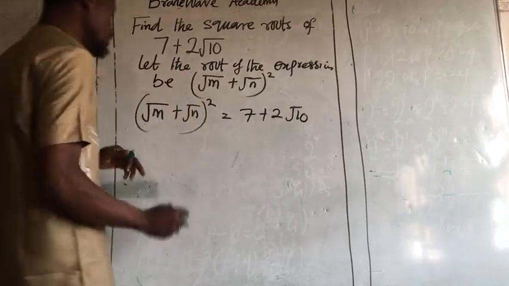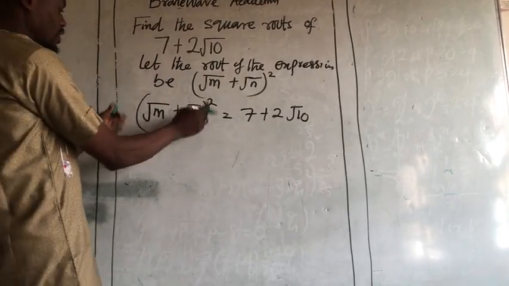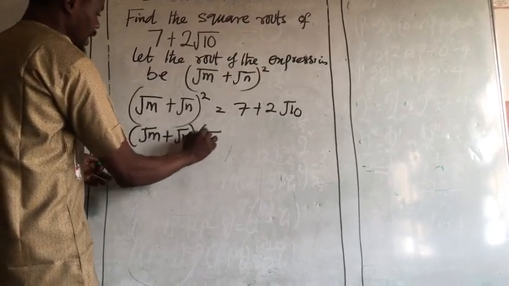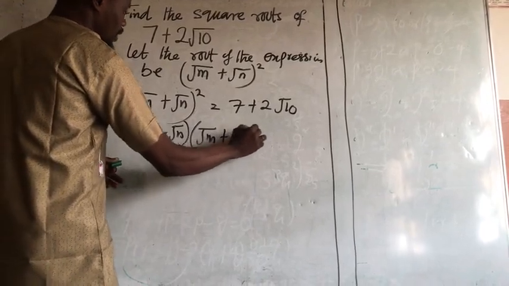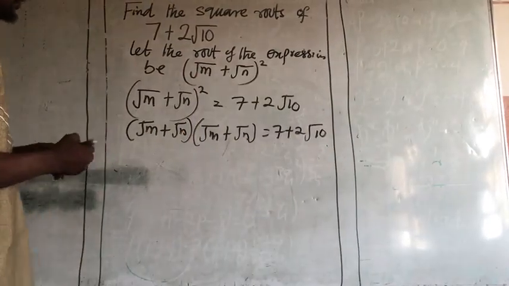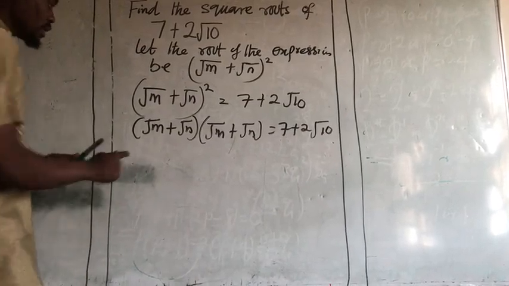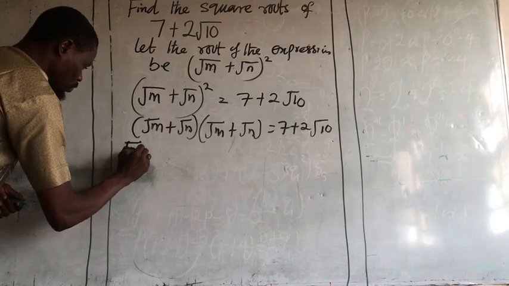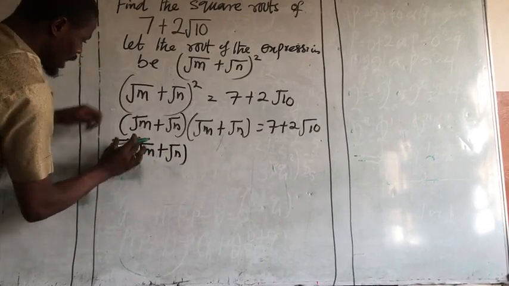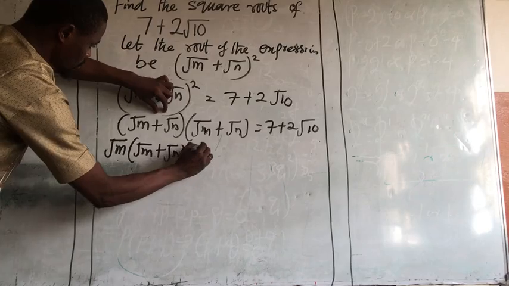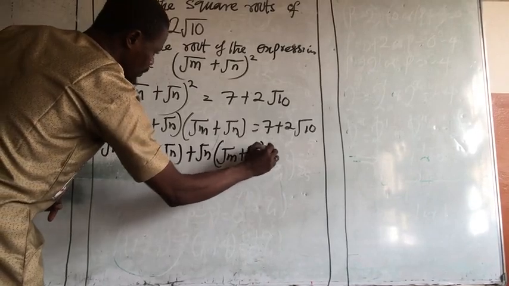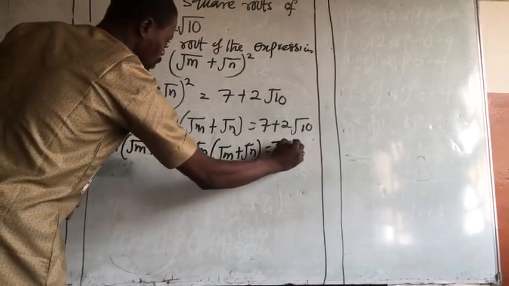We are going to expand this one because it actually means root of m plus root of n, then root of m plus root of n is equal to 7 plus 2 root 10. The next thing is to expand the brackets. This is root m, open bracket, then I'll put all this, which is root of m plus root of n. I've used root m here, what is remaining? Plus root of n, open bracket, root of m plus root of n, is equal to 7 plus 2 root 10.